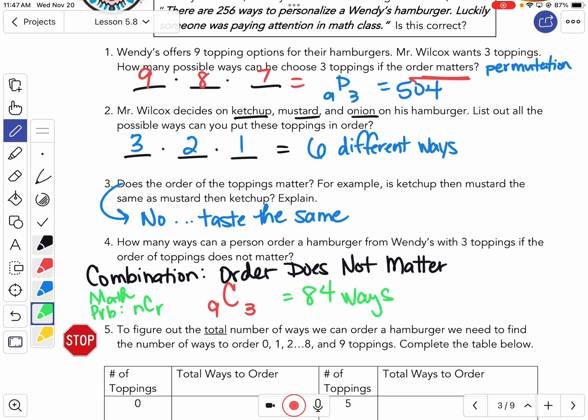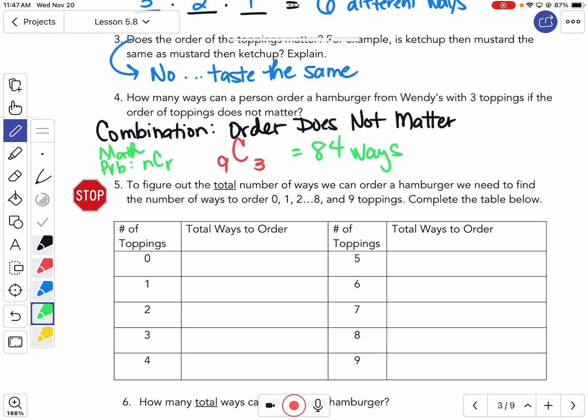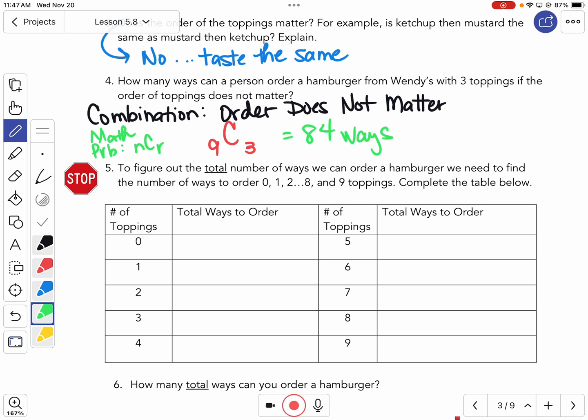Okay. All right, so here's what I want us to do. I want us to kind of look at a chart and see if we can kind of figure out how some things work, right? How some things work with combinations to get me to probability, right? And so in order to figure out the total number of ways that we could order a hamburger, we've got to find the number of ways to order no toppings, 1 topping, 2 toppings, so on and so forth. So we're going to do a bunch of different combinations, okay? So you're going to take a second here and you're going to do all these combinations on your calculator for me, all right? We're going to look for some patterns.